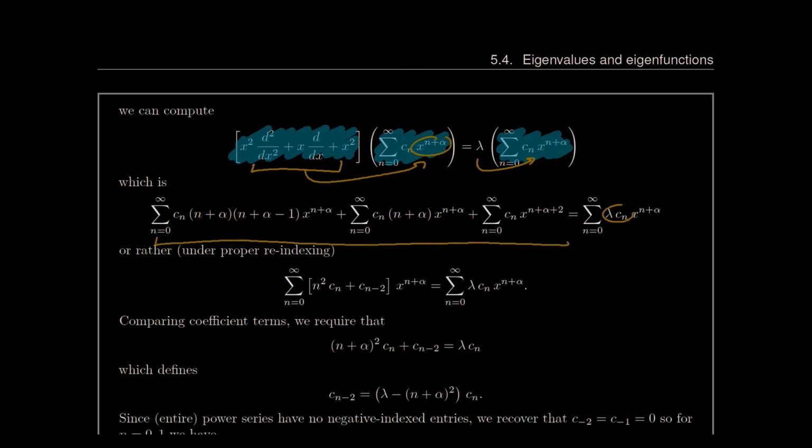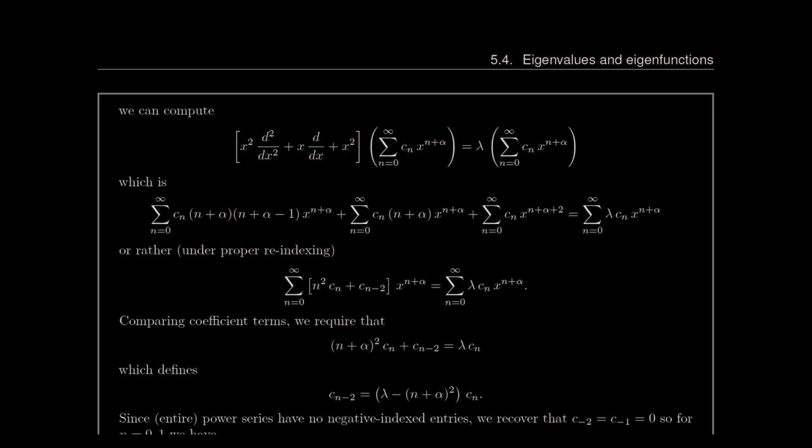What I have to do is calculate everything out and then re-index it, so I have things only in terms of x to the n plus alpha power on both sides. What's nice here is that this minus 1 times that cancels with that, so I really do have quite a few fewer terms than I started with on the left-hand side. I end up with n squared cn plus cn minus 2 on the left, and then a lambda cn on the right. Once again, I compare these together. They still have to be the same, so you say they're equal to each other.